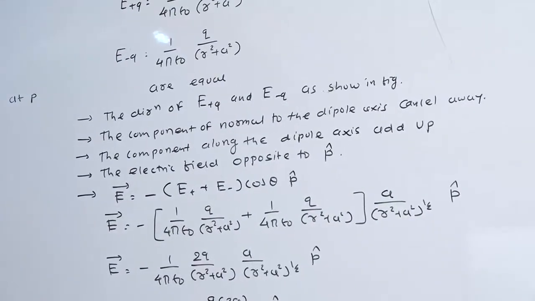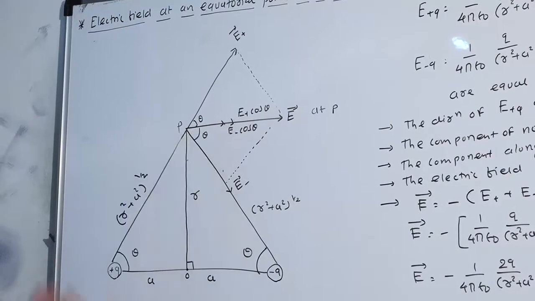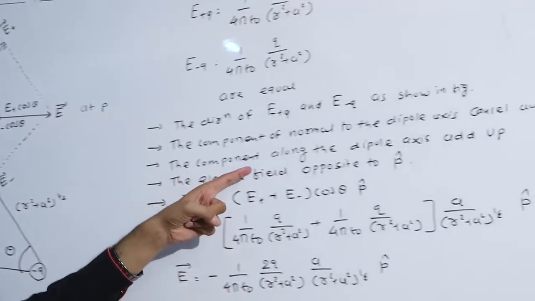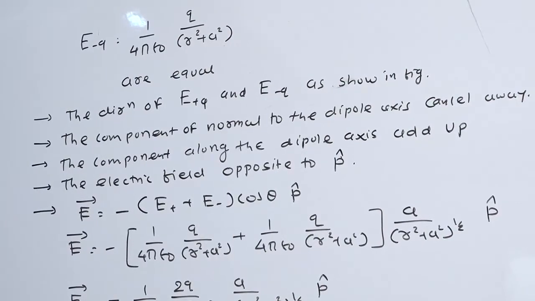Another thing, students: E plus cos theta component and E minus cos theta component, in which direction are they? The same direction. Therefore, the components along the dipole axis add up.